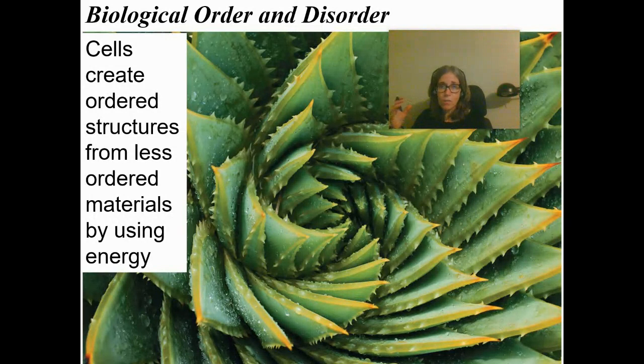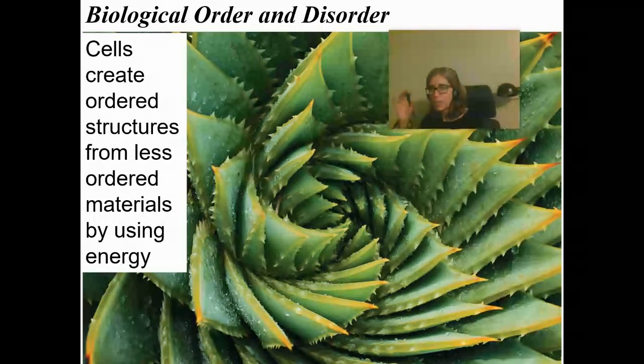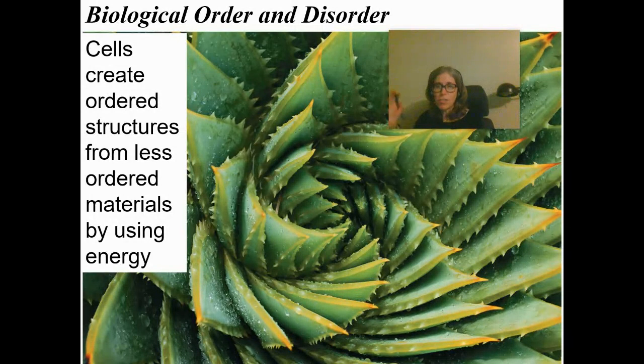So life or cells create ordered structures from less ordered materials using energy. That doesn't violate the second law of thermodynamics because the entropy in the universe can still be increasing even if I'm taking some energy in and ordering my body, right? I've still lost lots of heat. That increases the disorder of the universe, even though my body is ordered because I have the cartilage cells where they need to be and the bone cells where they need to be.